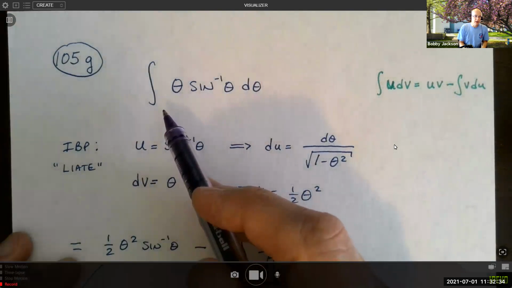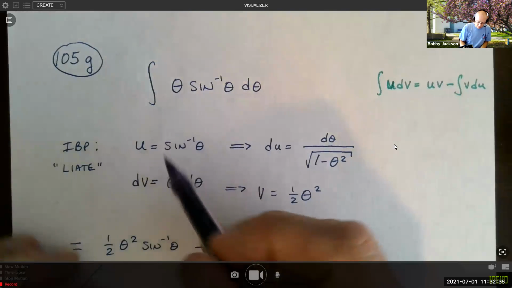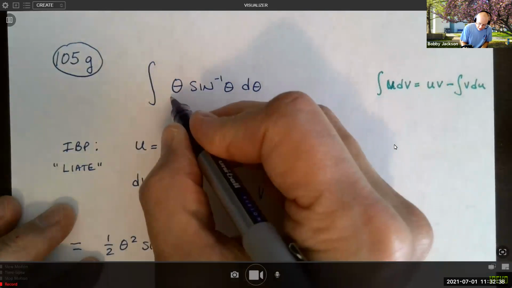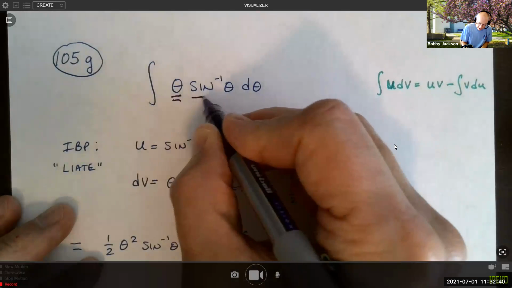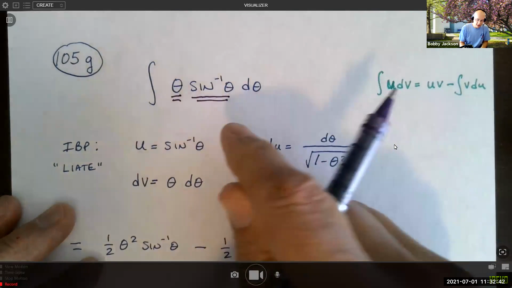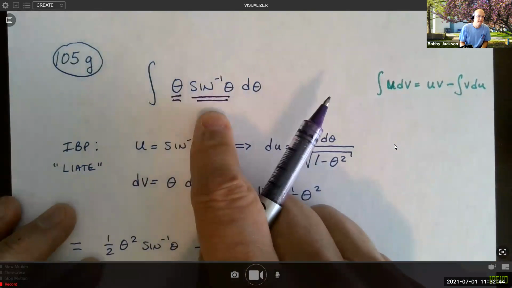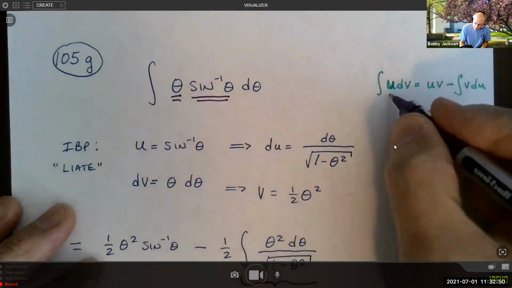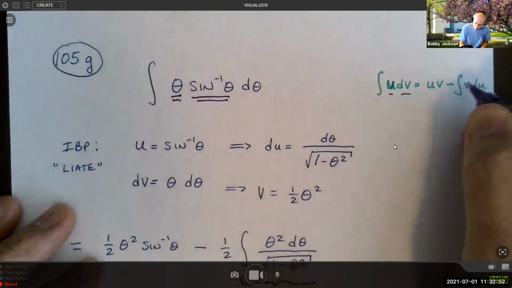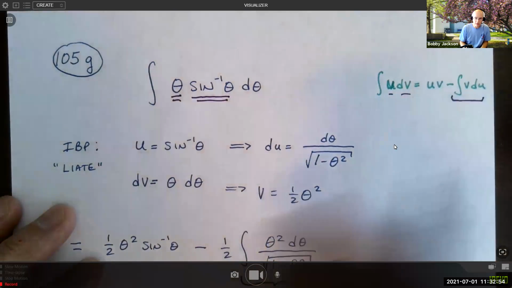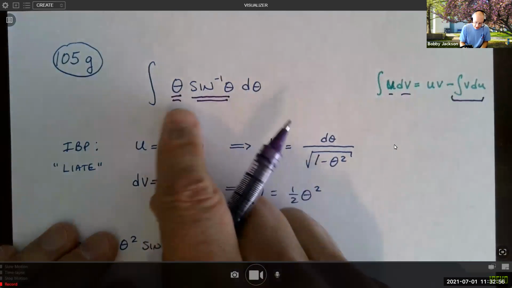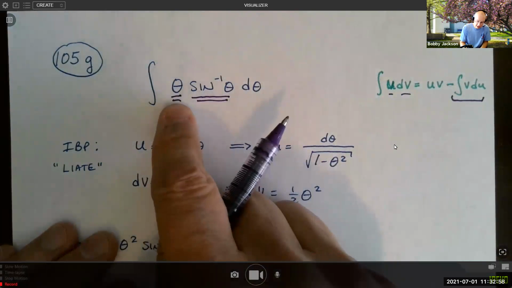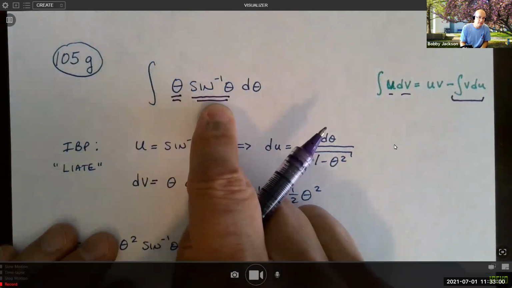Okay. Now this one, if I take a look at it, what method would I use? Well, I've got a theta times a sine inverse theta. So when I'm looking at a product of functions, immediately integration by parts pops into my head, right? So you've got a product of u times dv, and hopefully we get a simpler integral that we can do, because I have no idea what the antiderivative of theta times sine inverse of theta is.